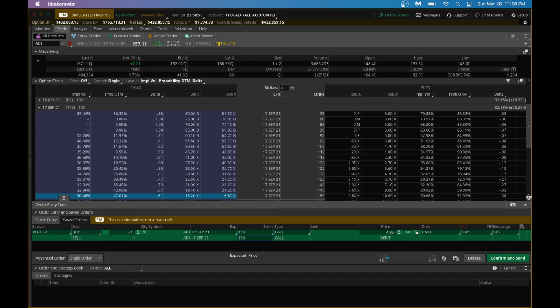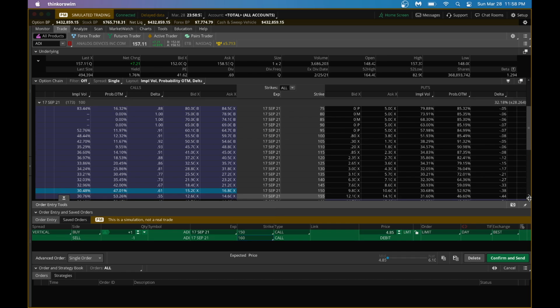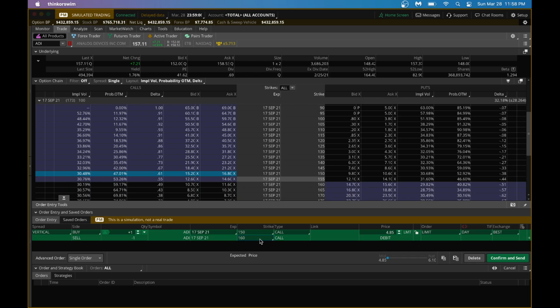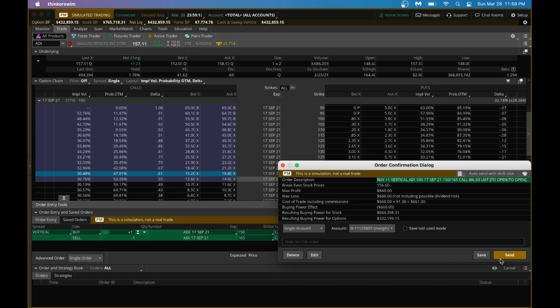Let's see what we have here. So we've got 165. You could do a $15 spread. That will give you a little more room to grow. So you're paying 660, and it can expand up to $15. In here you're paying 660, but your max profit is 840. If you're bullish, this is another way to do it with a little more capital upfront.